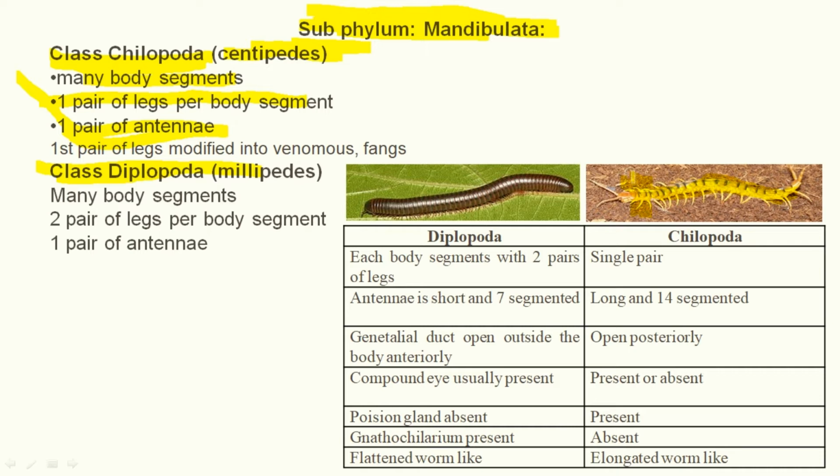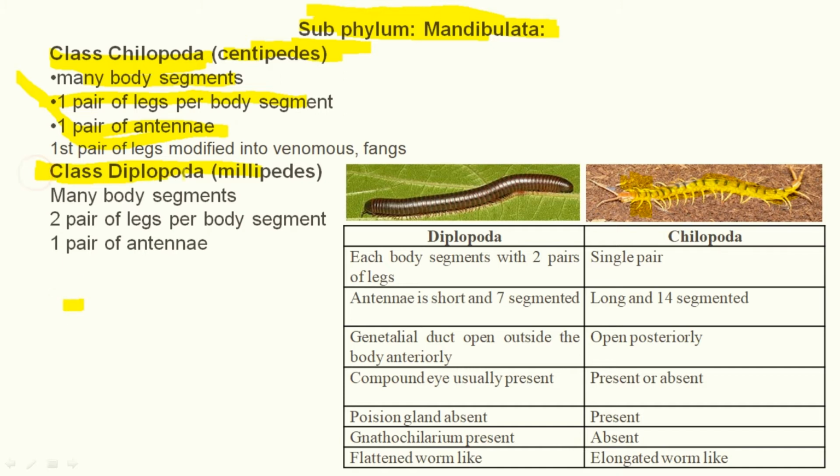So what to remember? Class Chilopoda. Example centipedes. 100 number of legs. They have many body segments. It is the same in the case of Diplopoda and Chilopoda. But here in each segment, one pair of legs will be there. One pair of long antenna will be there. The first pair of legs has this venom.